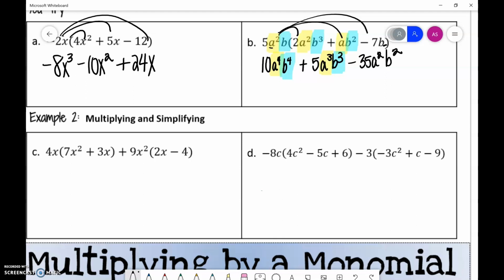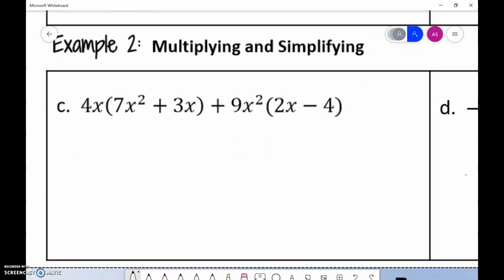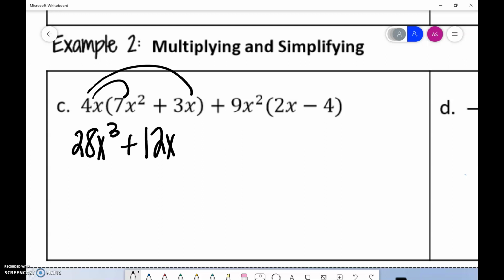All right, now these last two, you're going to have some where they have addition and multiplication and subtraction all in the same problem. So let's look at part C. This 4x here will only be applied to what's inside the parentheses, so that's only the 7x squared and the 3x. So I have 4x times 7x squared. That'll give me 28x to the third. Then we have 4x times 3x. That's going to be positive 12x squared. Okay, so that's the first part.